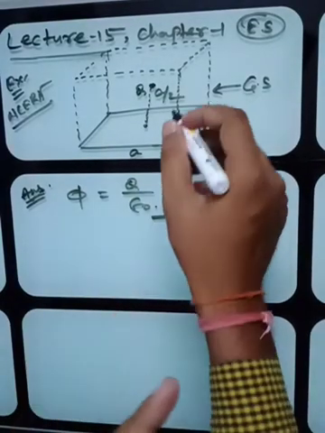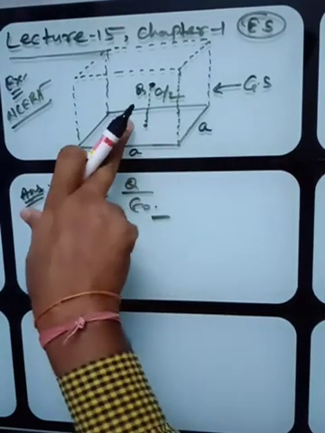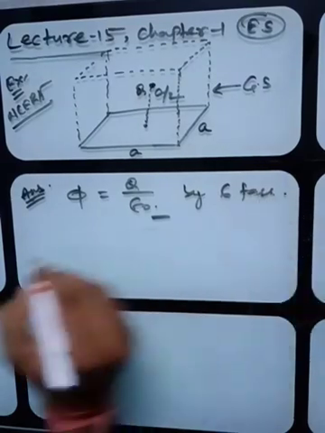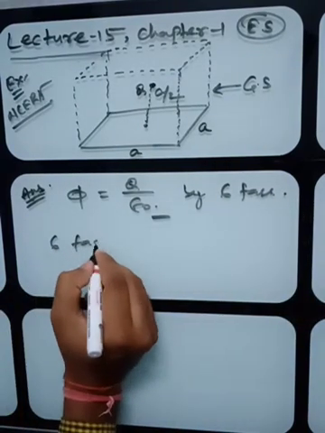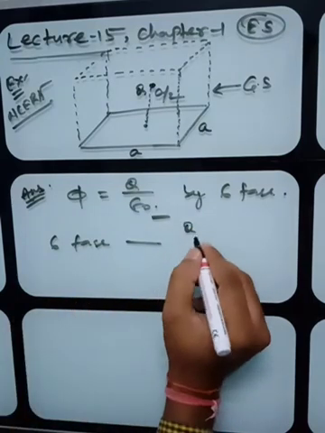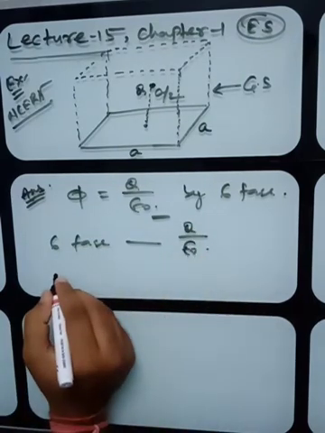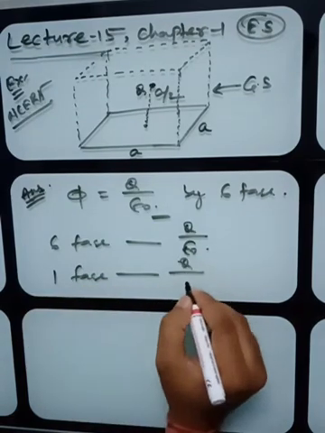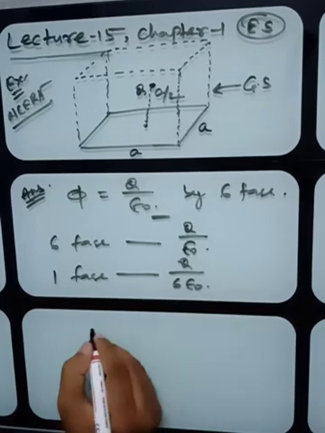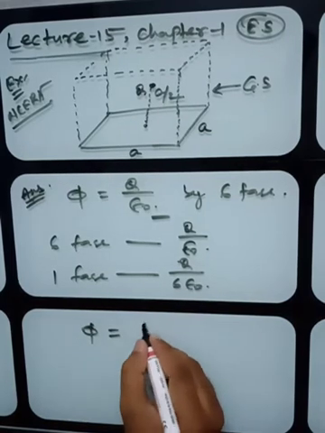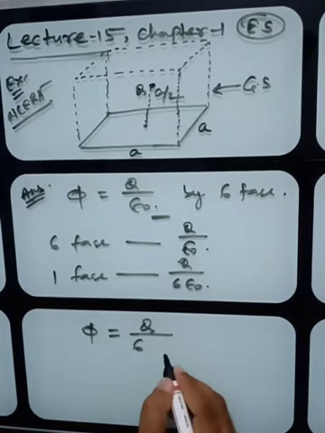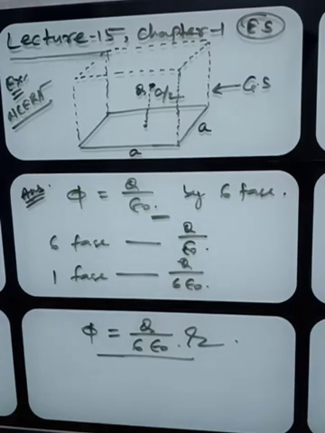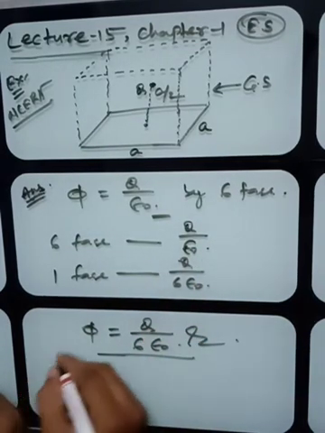We don't have the total 6 faces, we have only one face, and Q by epsilon naught is the flux by 6 faces. So using the unitary method, if the flux for 6 faces is Q by epsilon naught, then for one face you will have Q by 6 epsilon naught. So the flux by one face is Q by 6 epsilon naught. This is the answer. Okay, student, I hope that you are able to understand.